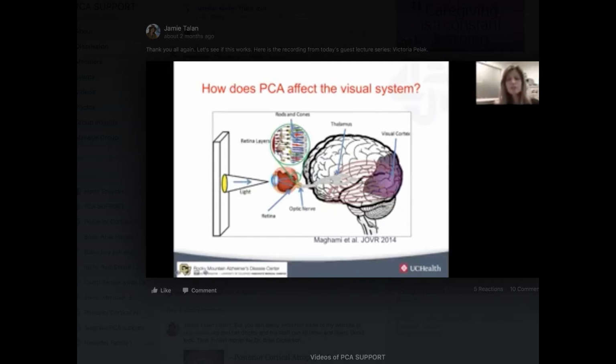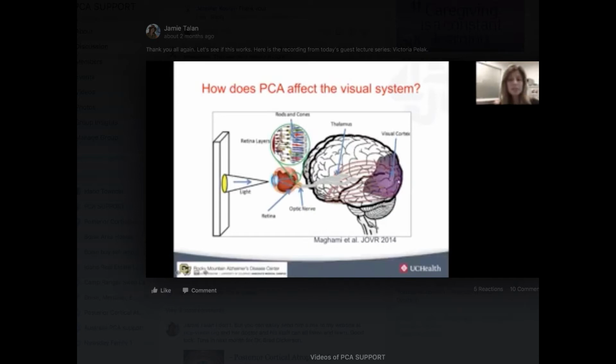The optic nerve has a relay station that's deep in the brain, and the names of these structures are less important, but we have them listed here to help understand how things move along, and that's called the thalamus. That's deep in the brain, and that thalamus then sends signals to the very back part of the brain, which we have listed here as the visual cortex.